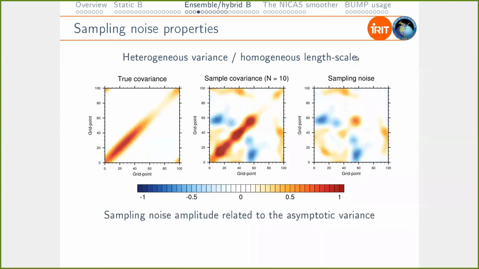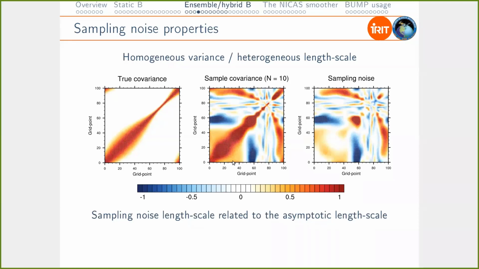In this second example, I have a homogeneous length scale, but a heterogeneous variance. The variance is smaller at the bottom left, and it's higher at the bottom right and smaller at the top right of the true covariance on the left. We can see that the sample covariance in the middle has the same kind of structure. And if we do the difference, actually there is less noise at the top right because the original variance is smaller. So the sampling noise amplitude is related to the asymptotic variance.